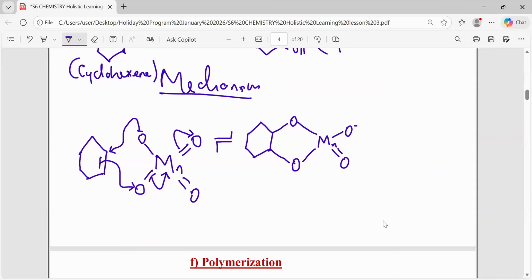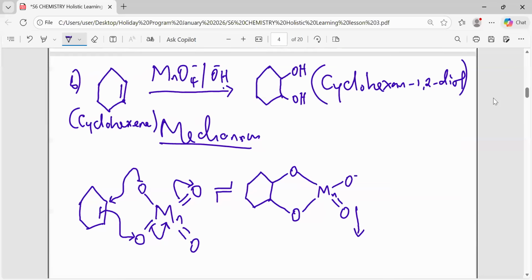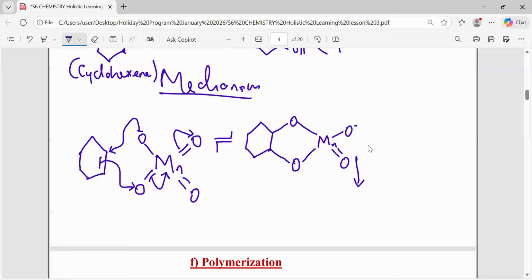So what will be our next step? We are going to add the hydroxyl, because we had in our reaction permanganate and the manganese and hydroxyl group. So we're going to add the hydroxyl, which is aqueous, and then the manganese will disappear. Then we shall form our product, cyclohexane 1,2 diol.